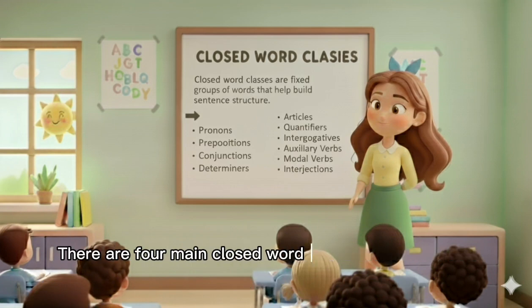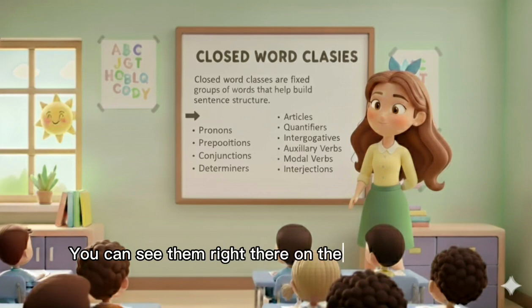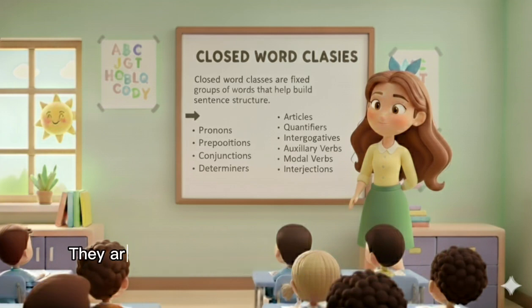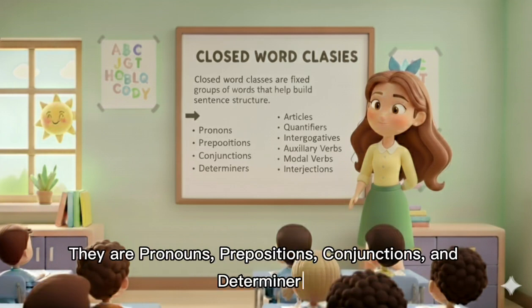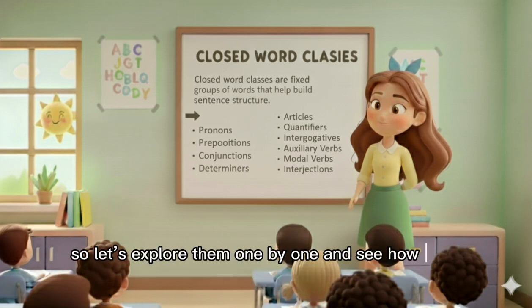There are four main closed word classes, and after we learn those, we'll talk about a few more important ones that also belong to this group. You can see them right there on the left side of the board. The four main closed word classes. They are pronouns, prepositions, conjunctions, and determiners. Each one has a special job in English. So let's explore them one by one and see how they work.